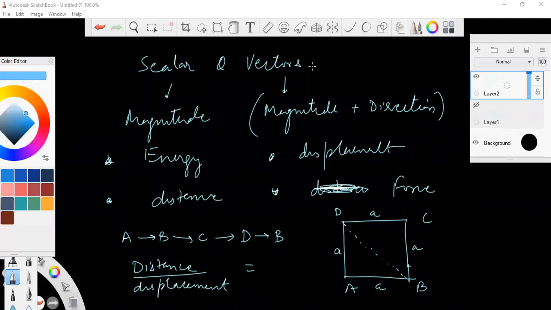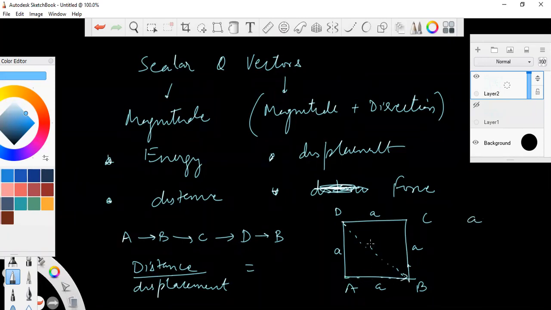When I'm talking about distance, how do we measure the distance? What is distance? Can someone tell me the definition of distance? The length of the path traveled. Right, the length of the actual path traveled. Without thinking about the direction, whatever you're traveling, just keep adding all of that. That is your total distance. So if the person is moving in this path A to B, he will travel a distance of a. He has to cover this path a.